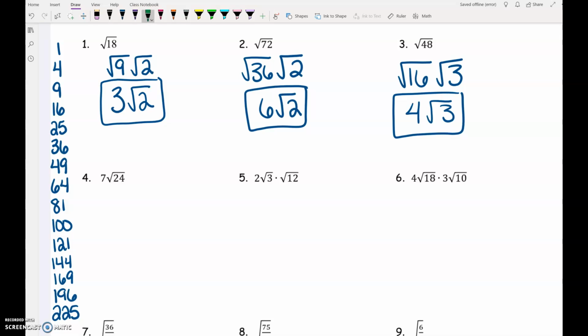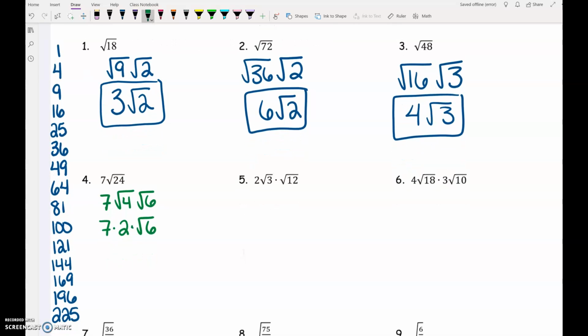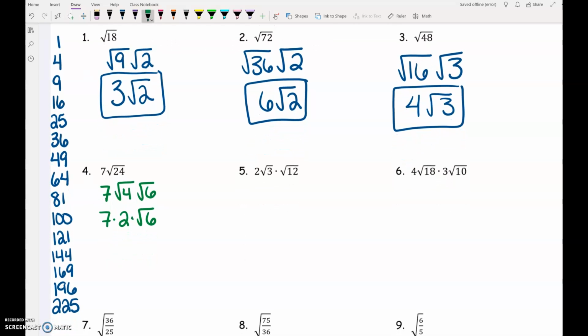Square root of 24. What can we split 24 into? 4. Square root of 4 and square root of 6. And the 7 is in front of that. The square root of 4 is 2. So you have 7 times 2 times the square root of 6. 7 and 2 both do not have a square root over them. They're the same type of number, so you can multiply those together to get 14 times the square root of 6.